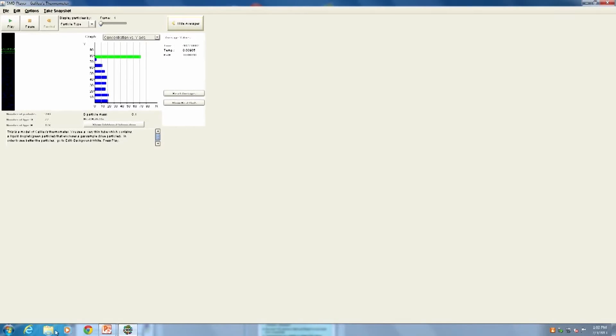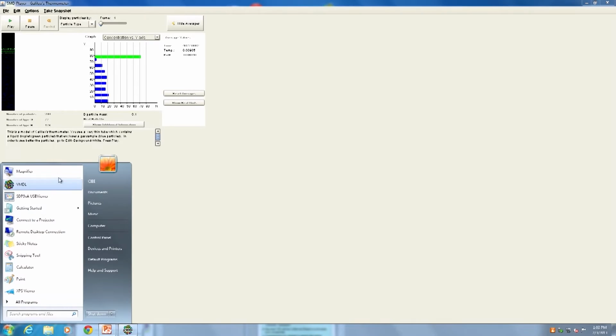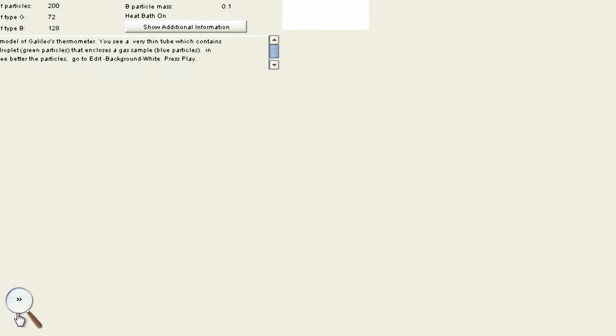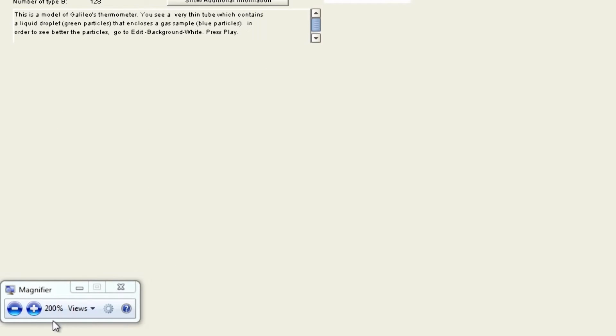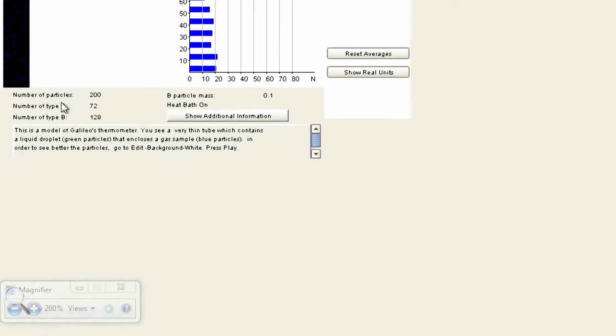So, let us look at your screen now. We are going to look at the experiment in your VMDL lab, which is called Galileo's thermometer, and this is a pre-recorded simulation. So, you will see some of the processes happening. First, let me make sure that you have higher magnification. Okay, that's good.